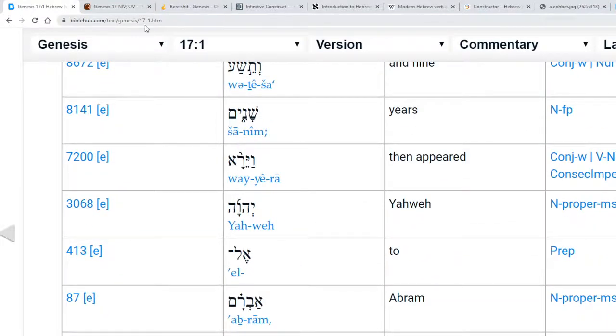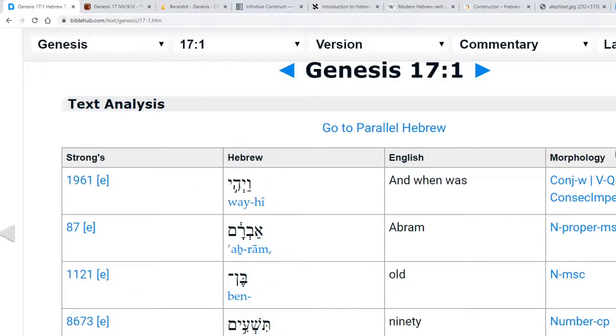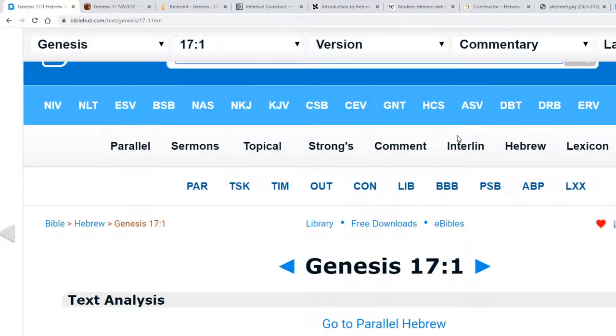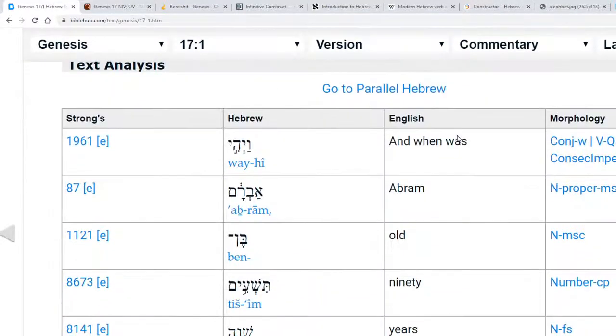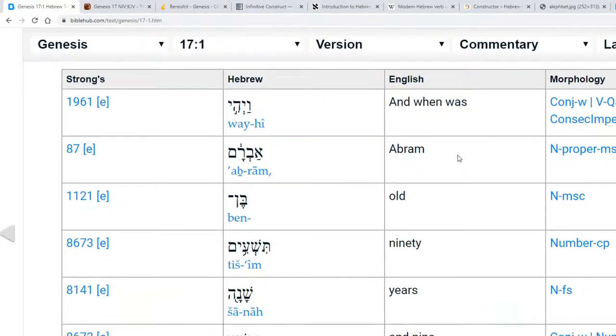So I use Bible Hub. I really like Bible Hub because they have the morphology. They have a concordance on the left side here. Then they have the Hebrew with the romanization underneath it. Then they have an English. I think this actually goes along with the NIV. Their English, I'm not precisely sure. Or it might even go with the KJV. I'm not sure. King James Version.